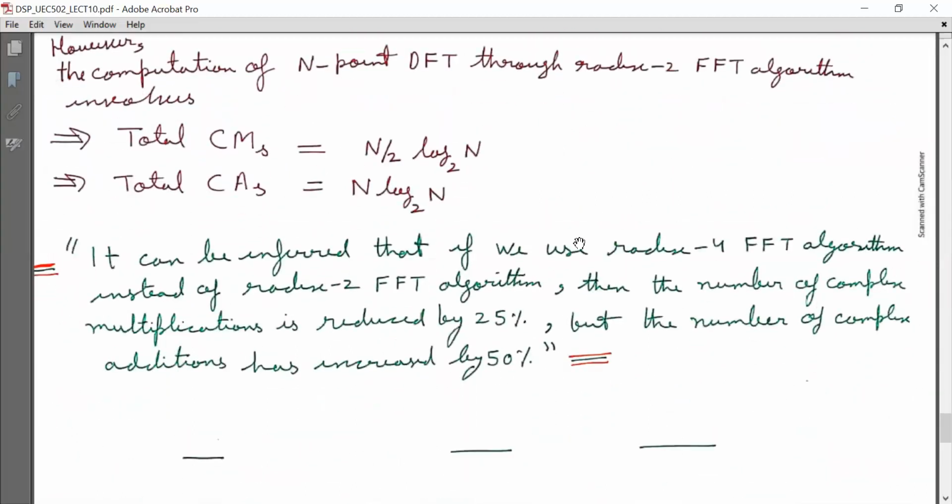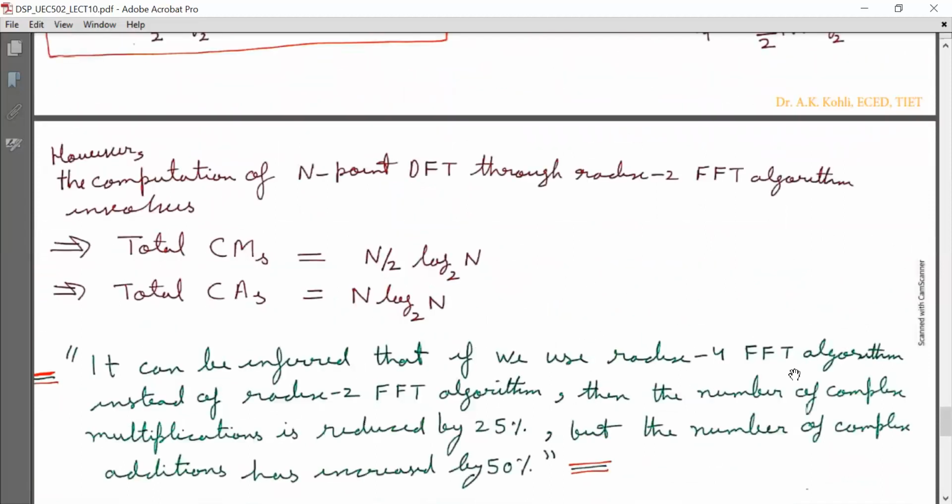It can be inferred that if we use radix 4 FFT algorithm instead of radix 2 FFT algorithm, then the number of complex multiplications is reduced by 25%. But there is a cost paid, that is, the number of complex additions has increased by 50%.